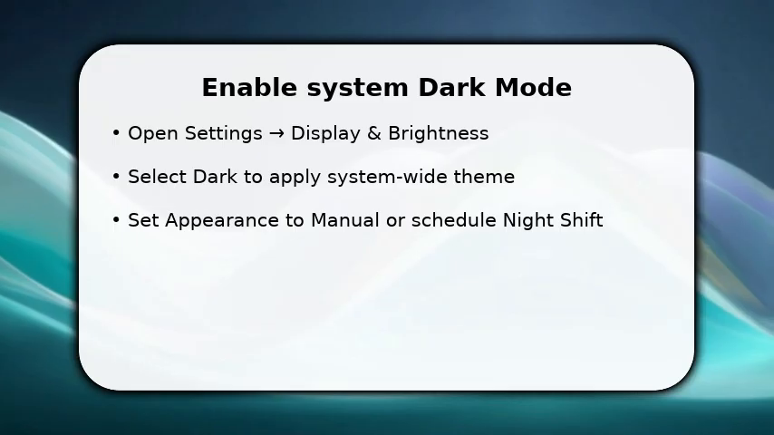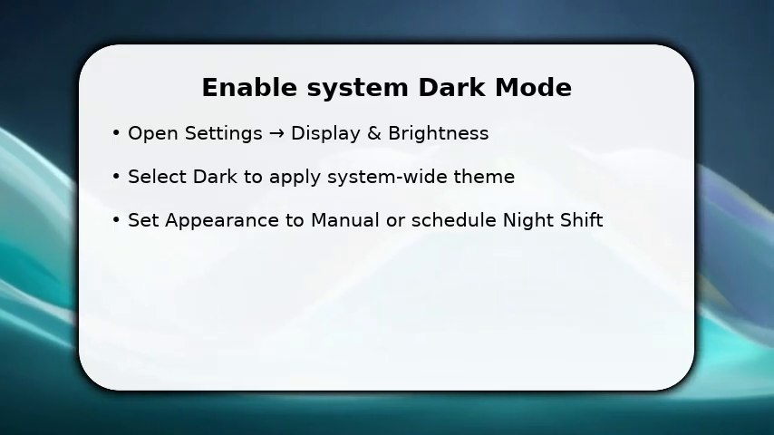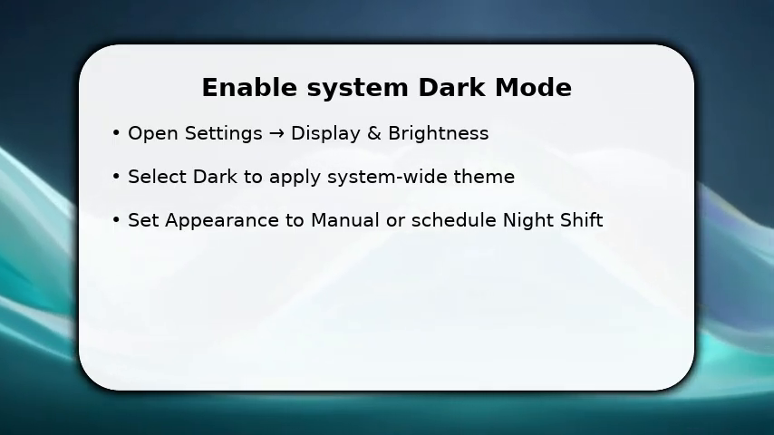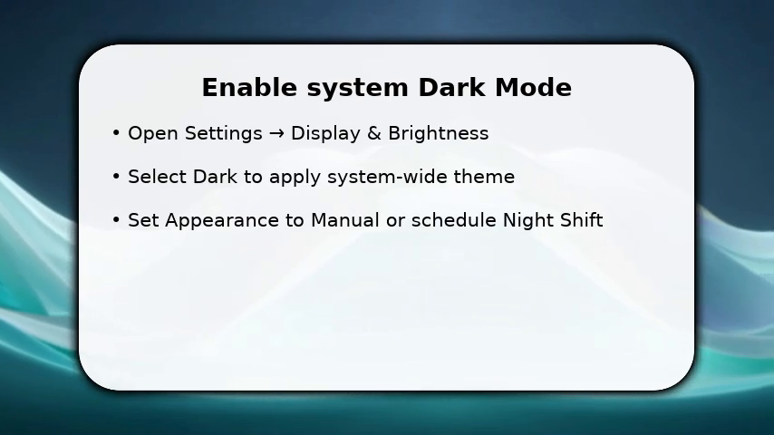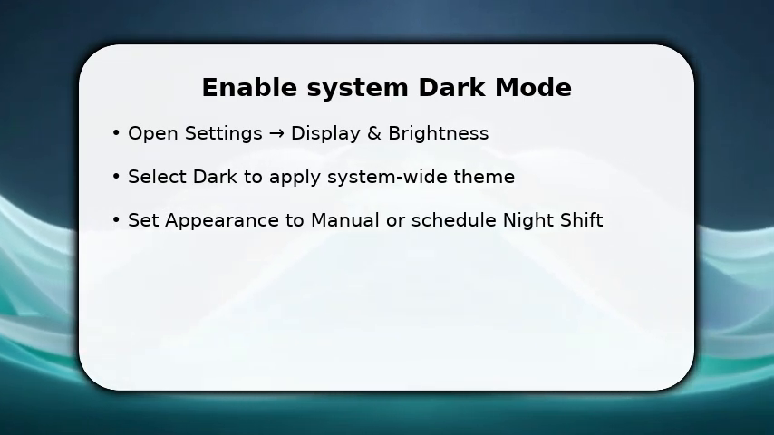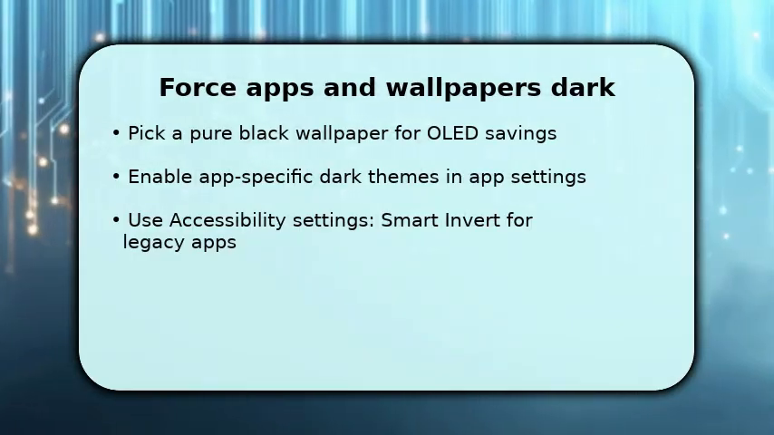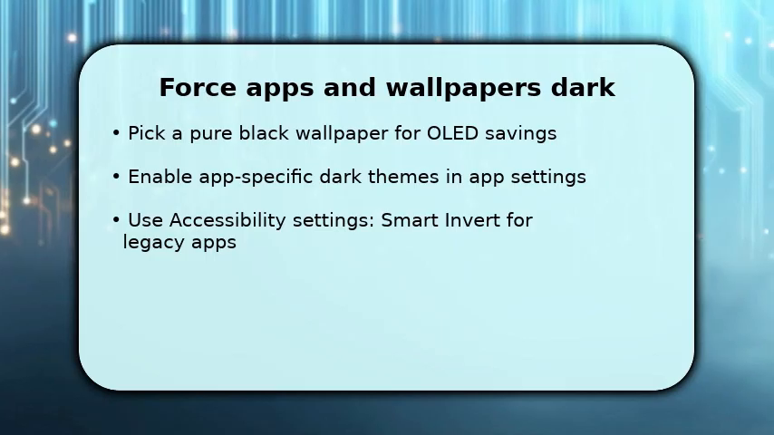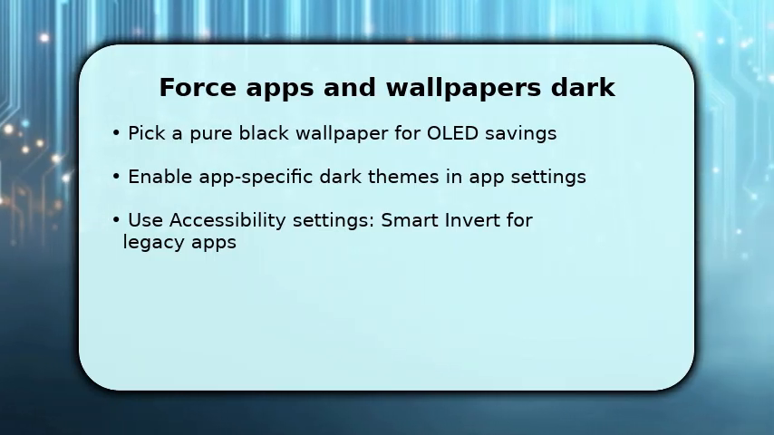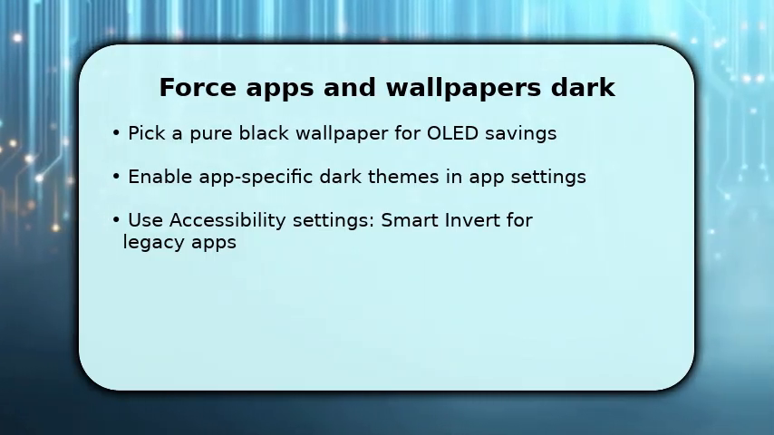You'll also want to confirm Night Shift and True Tone settings don't interfere with perceived contrast. Adjust or disable them to keep blacks deep and consistent. Next, force darkness where the system can't. Choose a pure black wallpaper, especially on OLED iPhones, to save battery and preserve true black.